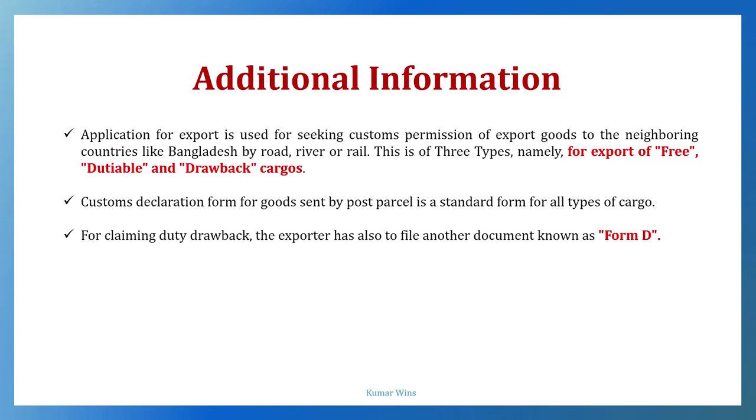For claiming duty drawback, the exporter has also to file another document known as Form D. It's very important because you should not forget while claiming duty drawback that you need to file a document known as Form D.